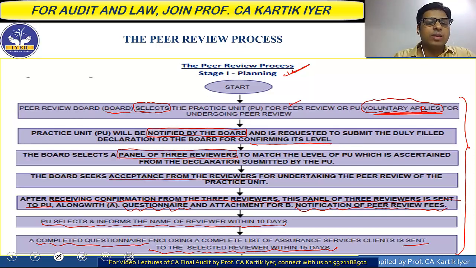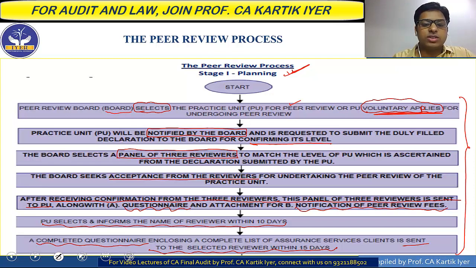Now you will see a little bit of extension of whatever points we read there. The board selects a panel of 3 reviewers to match the level of the practice unit, which is ascertained from the declaration submitted by the practice unit. The board seeks acceptance from the reviewers for undertaking the peer review of the practice unit. So it will seek the acceptance from the reviewers.